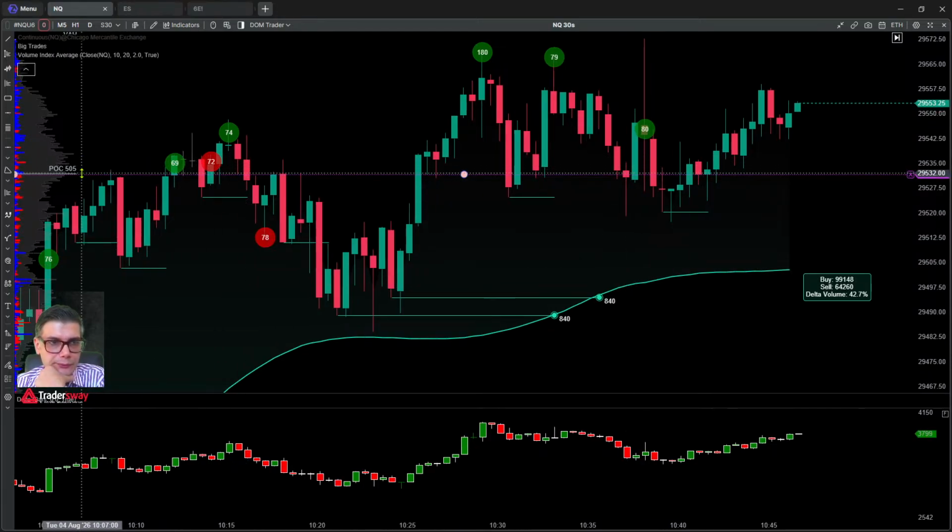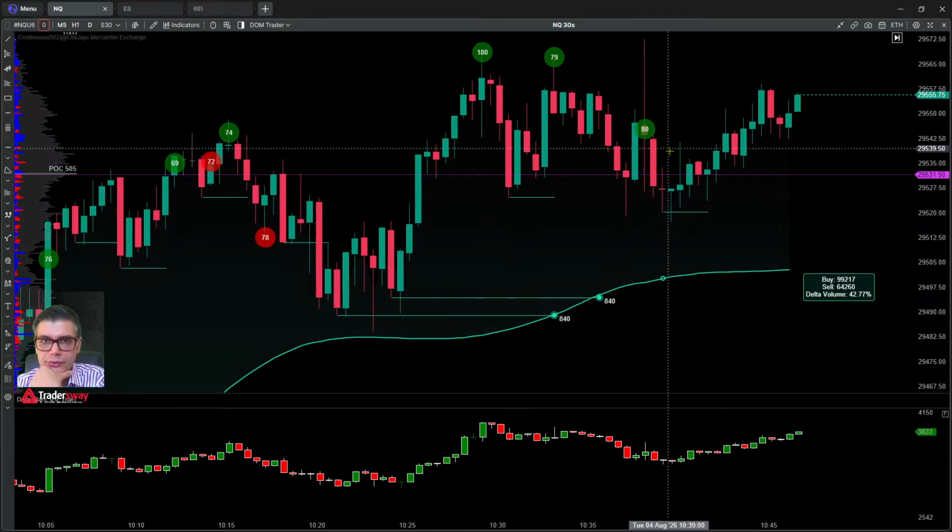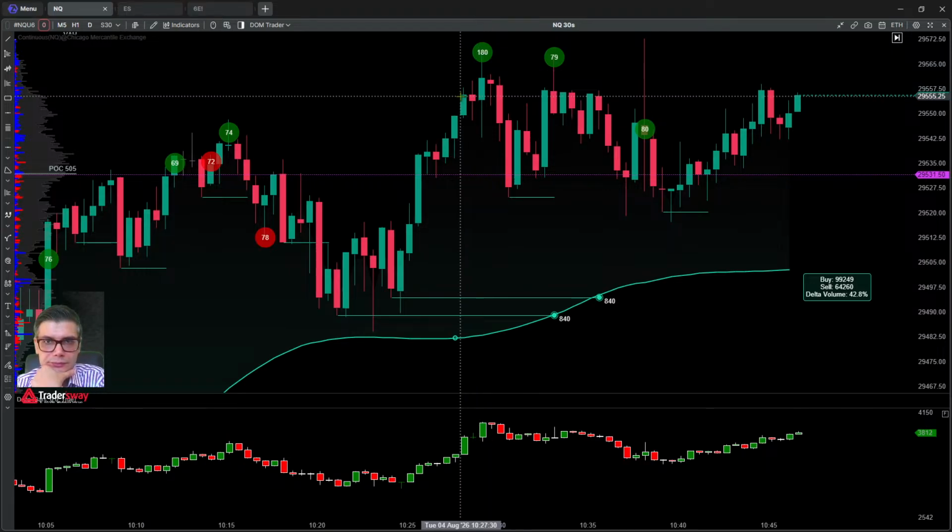Okay, much better. Again, close above the POC. That's 80 contracts long. Then pull away.